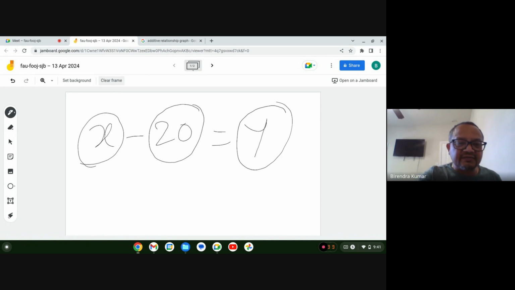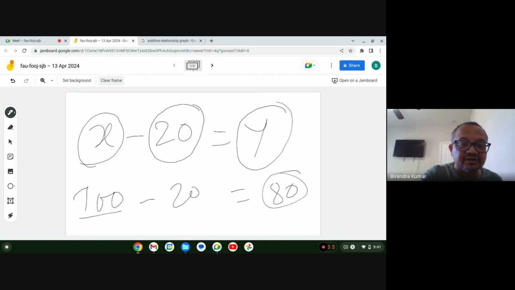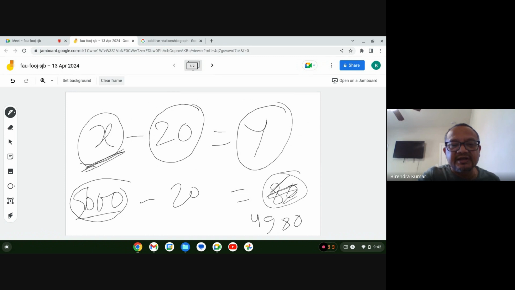So imagine if Salini had $100. How much does she have now? She had 100. She gave 20 to her brother. Now she has $80. If Salini had $5,000, how much does she have now? 4,980 now. So depending on the value that she had, we can use this equation to solve it.